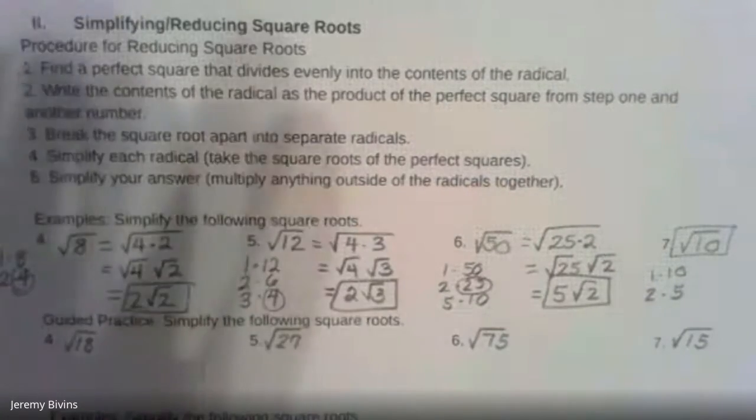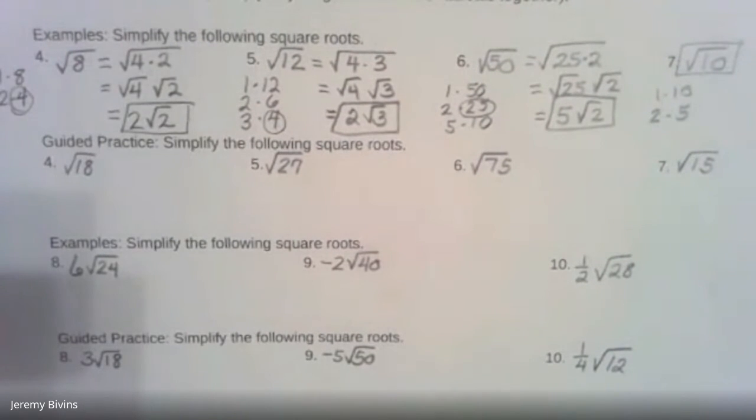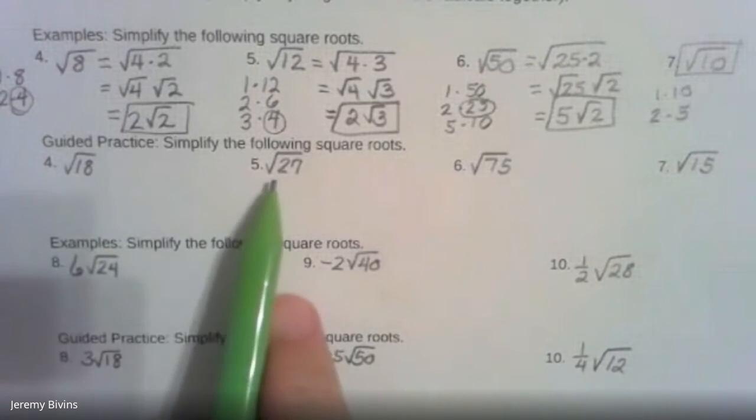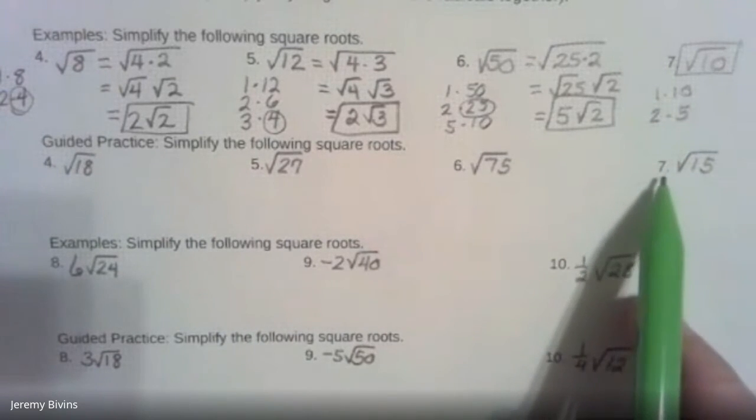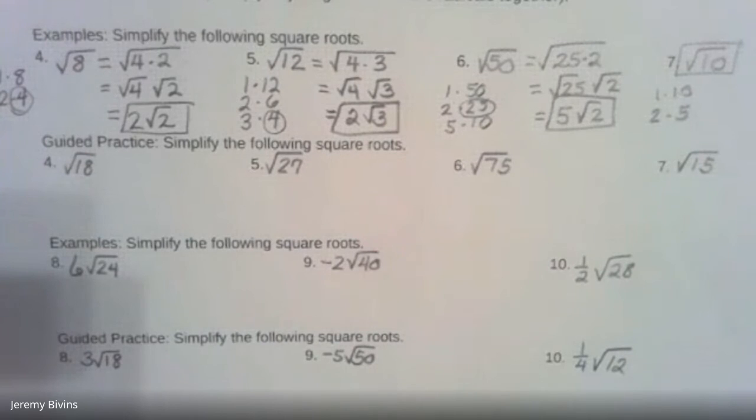As for your guided practice, I encourage you to go ahead and pause the screen. I'm going to go ahead and put the answers up here. And if you have questions, you can send me an email. I'll be happy to address those. Square root of 18 is number 4. Square root of 27, number 5. Number 6 is square root of 75. And 7 is square root of 15. So pause the video now if you'd like to attempt those and come back when you're ready for the answers.